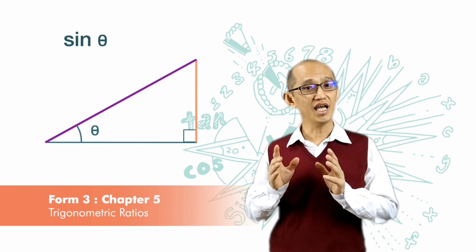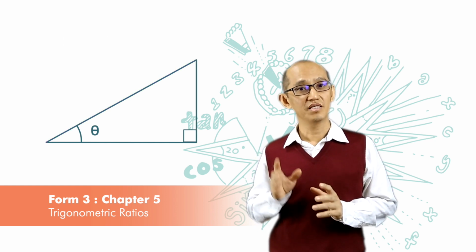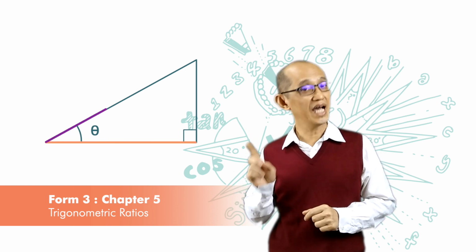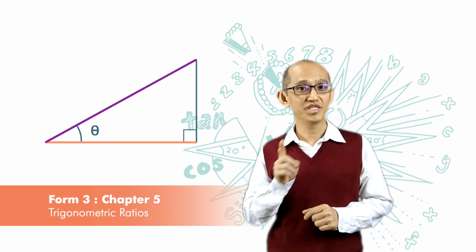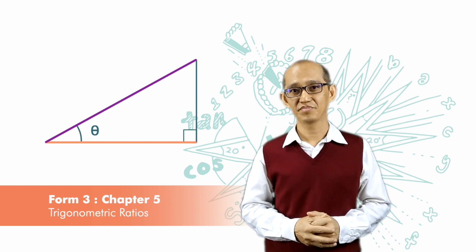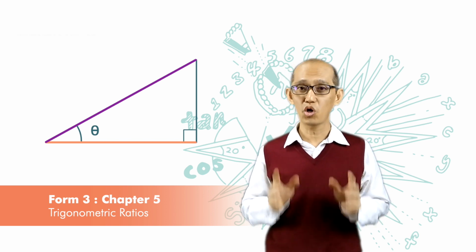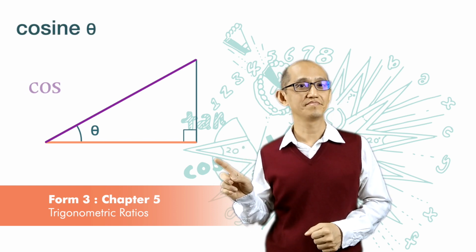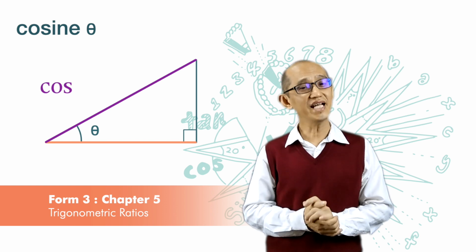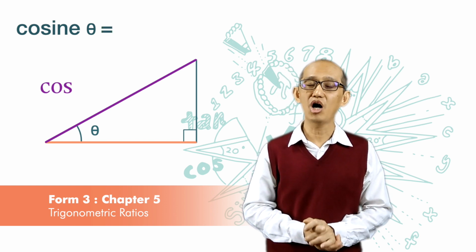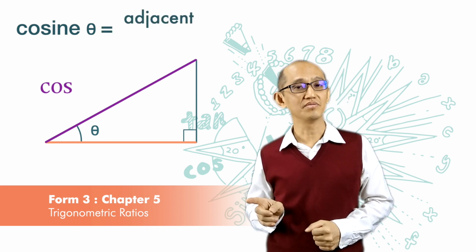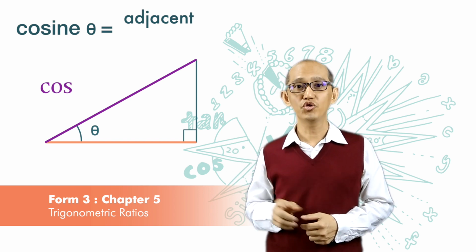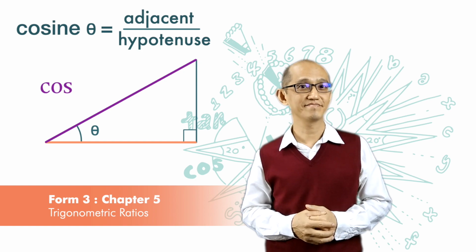Now, if we take another ratio, the ratio of the adjacent side to the hypotenuse, we give this ratio another name. It is called cosine, and this is the symbol. So cosine theta is the ratio of the adjacent side of this angle theta to the hypotenuse.